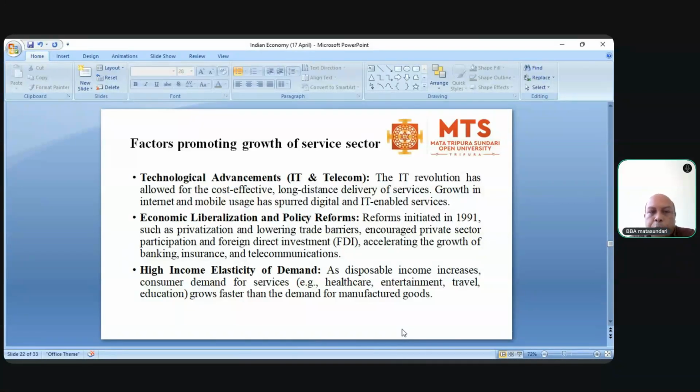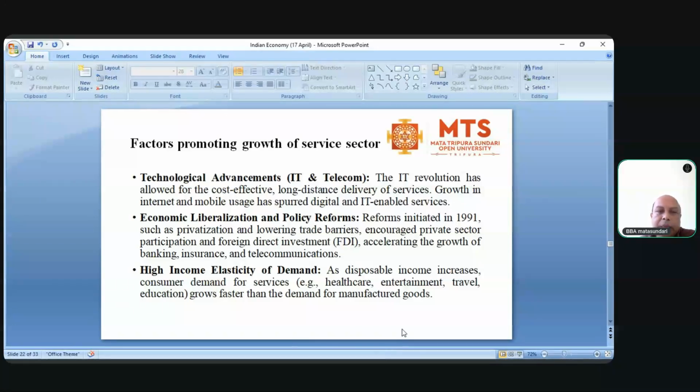The Indian government also opened the economy to foreign firms. At the same time, the Indian government introduced easy policies for the expansion of the service sector, and it also positively affected the growth of the service sector. And we can say that government policy is also useful for the expansion of this sector.